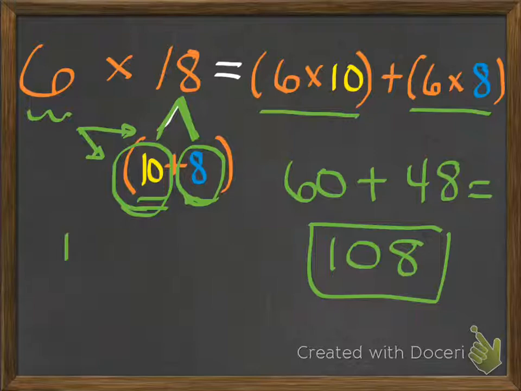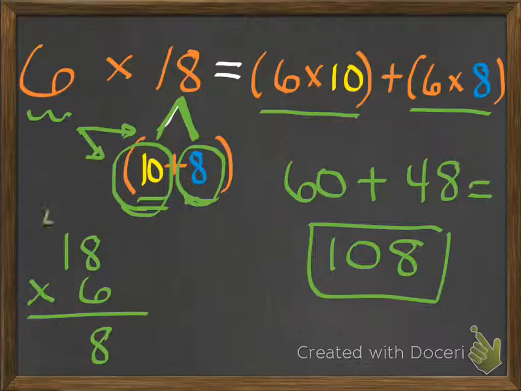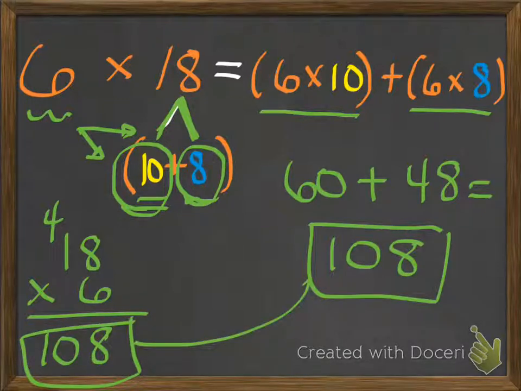If I showed you 6 times 18, I could do it like this as well. This is not the distributive property though, but I can check it to make sure it's right. 6 times 8 is 48. Carry the 4. 6 times 1 is 6, plus 4 more is 10. 108. It is the same answer. So I can use the distributive property to multiply these big numbers, like 6 times 18. I can't do that in my head, but I can multiply 6 times 10 in my head. I can multiply 6 times 8 in my head, and then I can add them up together. So I'm using some mental math to figure this out.